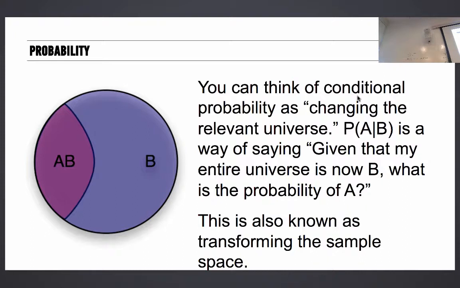This is the only thing that matters now. The relative universe is now here. So given that our entire universe is now B, what is the probability of A? That's how we think about conditional probability. We're zooming in on a section of the universe. Also called transforming the sample space.